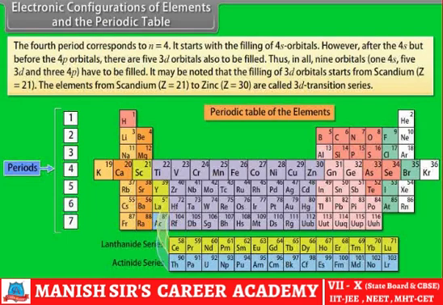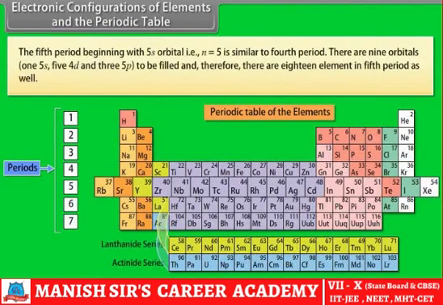3d transition series. The fifth period beginning with 5s orbital, that is, n equals 5, is similar to the fourth period. There are 9 orbitals, one 5s, five 4d and three 5p, to be filled, and therefore there are 18 elements in the fifth period as well.